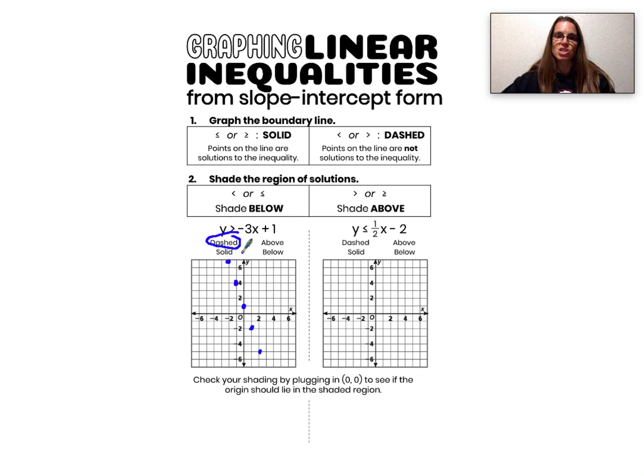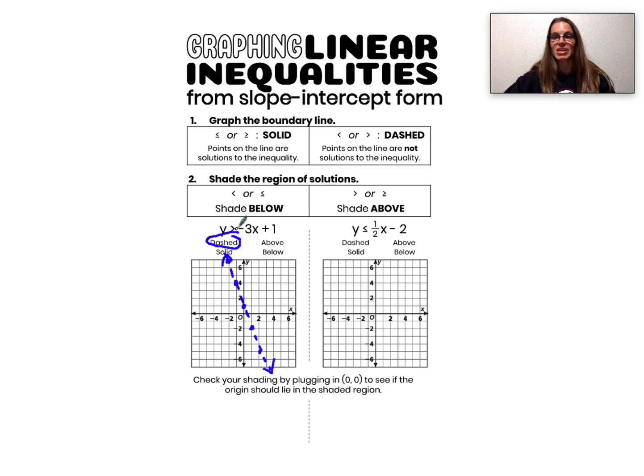The reason that I determined beforehand whether my boundary line should be dashed or solid is because it's really hard once you've drawn a solid line to erase the dashes. So you still want to use a straight edge. Wow, I did a pretty good job. But you want to immediately draw the boundary line as dashed if it should be dashed. Again, the reason this line is dashed is because there's no equal sign, so points on the line are not solutions.